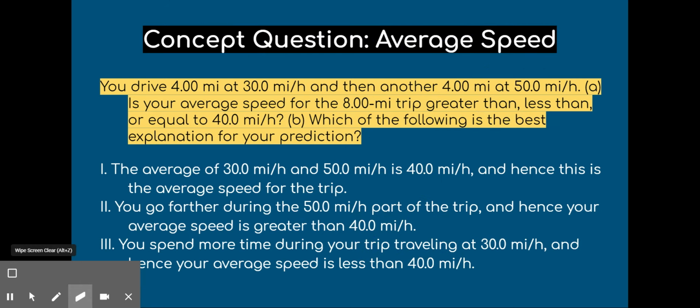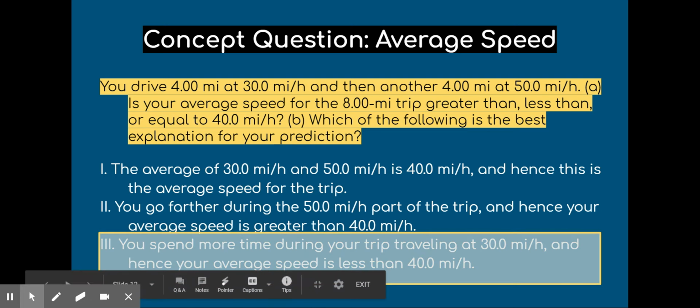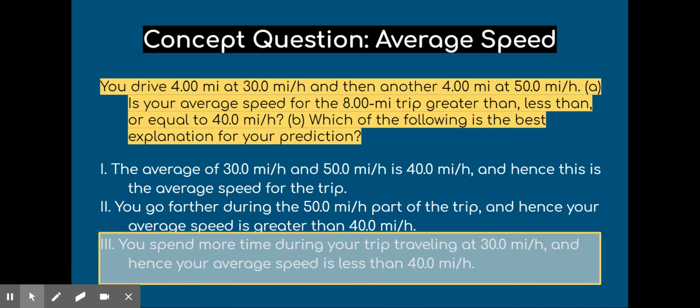If we look at the options here, it wasn't split equally. We do not go farther, we go 4 miles each time. And the final answer is that we spend more time traveling at 30 miles an hour, so our average speed must be less than 40.